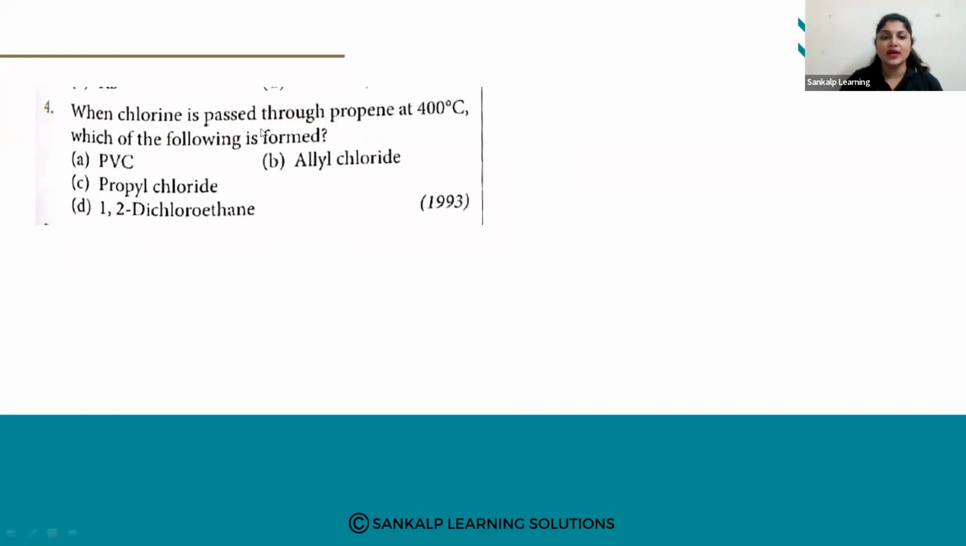When chlorine is passed through propene at 400 degrees Celsius, which of the following is formed? A, PVC, B, allyl chloride, C, propyl chloride, D, 1,2-dichloroethane. Now here, what is the structure of propene? The question is propene is reacting with chlorine at 400 degrees Celsius. Propene is CH3-CH=CH2. So this is a propene molecule.